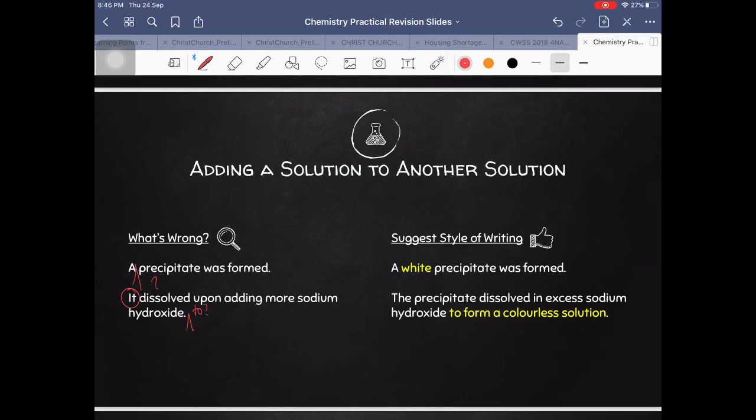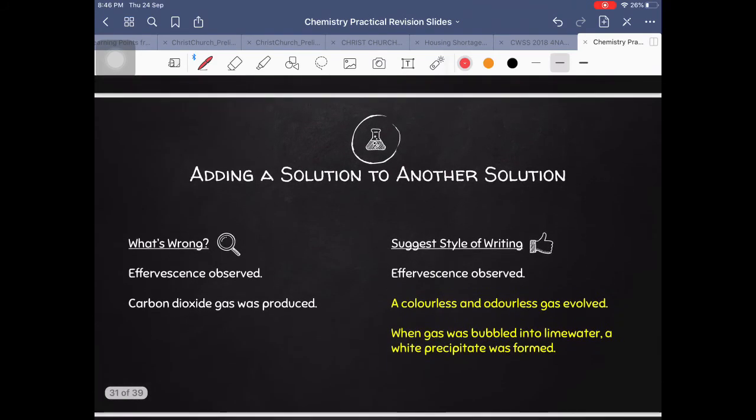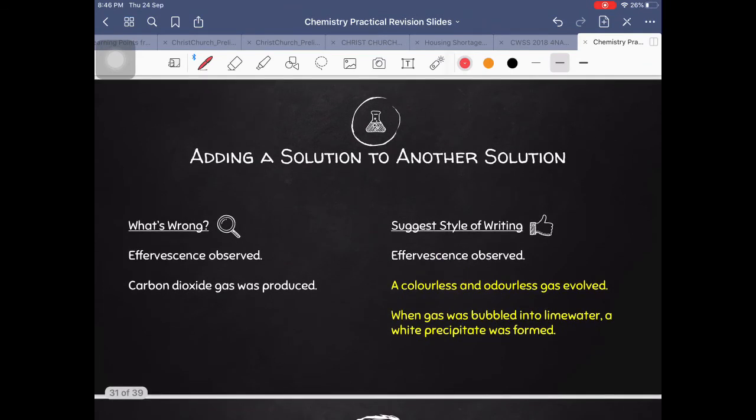what? So a suggested style of writing will be, a white precipitate was formed. So you state the color. And the precipitate dissolved in excess sodium hydroxide to form a colorless solution. So that would be a suggested style of writing. Okay, let's move on to the next one.